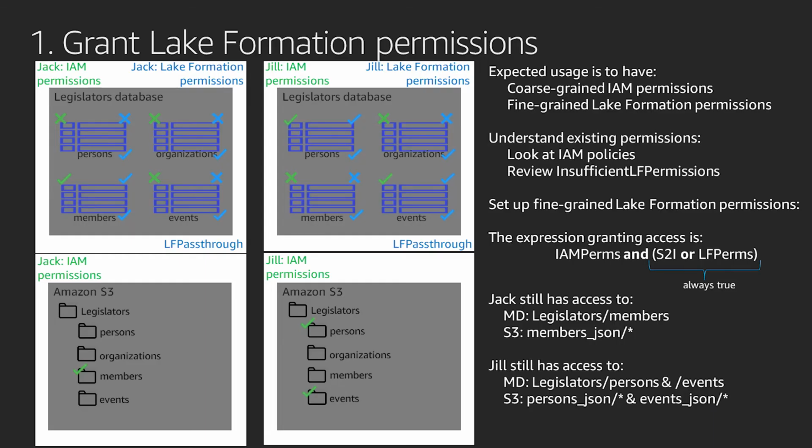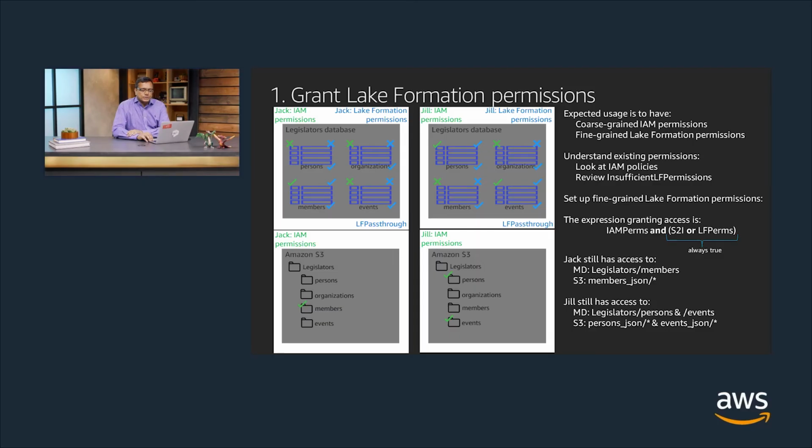Let's look at the first step, which is how you go about granting Lake Formation permissions. Remember, the expected usage is to set up coarse-grained IAM permissions and fine-grained Lake Formation permissions. But you have to set up the fine-grained Lake Formation permissions first, because if you set up coarse-grained IAM permissions, you're going to give IAM access to a lot of tables that you may not necessarily want to provide access to. You have a couple of different ways to figure out what Lake Formation permissions you need to set up. The first is you can review your IAM policies and say, hey, based on the IAM policies, it looks like these users need the following Lake Formation permissions.